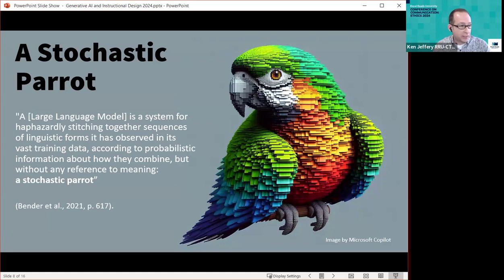Dr. Bender is a recognized academic linguist. And this phrase is meant to convey the lack of intelligence at play in generative AI. And we call it AI, but it's not really intelligent. In fact, my daughter has a pet parrot, and it's much smarter than ChatGPT, I would propose. It's a word generator, and it's a fancy word generator.